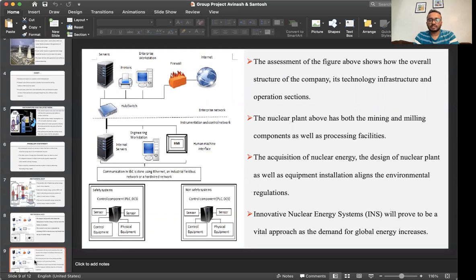Most countries in the world use nuclear energy as a main source of energy. For example, the US gets 20% of its total energy from nuclear energy. France has 70% of its total energy coming from nuclear energy. China has 5%. Russia has 18%. Likewise, South Korea has 25% of its total energy coming from nuclear energy.